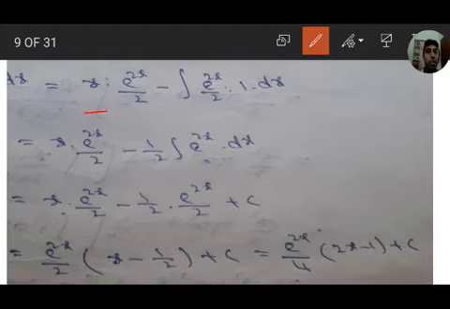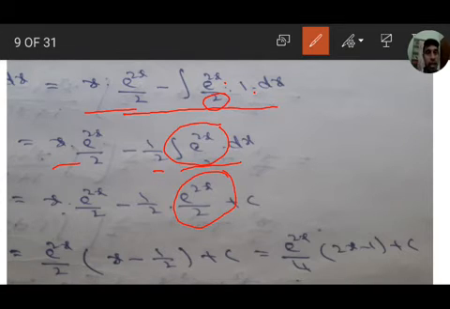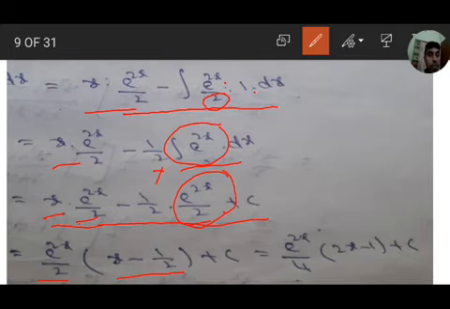x into e to the power of 2x by 2 minus e to the power of 2x by 2 into 1 into dx. X into e to the power of 2x by 2 as it is. This 1 by 2 is the coefficient outside. Integration of e to the power of 2x into 1 is e to the power of 2x dx. Again, integration of e to the power of 2x is e to the power of 2x by 2. So we get x into e to the power of 2x by 2 as it is, minus 1 by 2 coefficient into e to the power of 2x by 2, plus c. And e to the power of 2x by 2 is common. We get here x minus 1 by 2 plus.